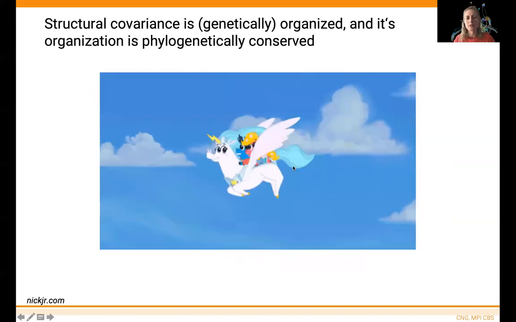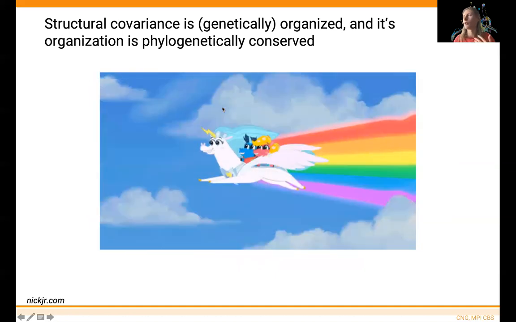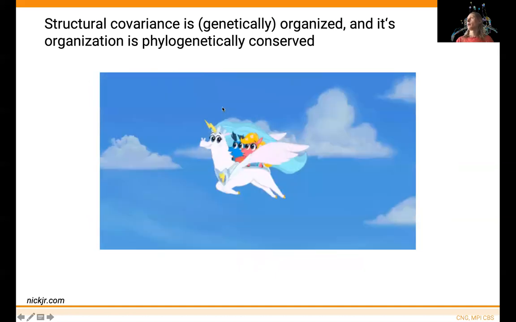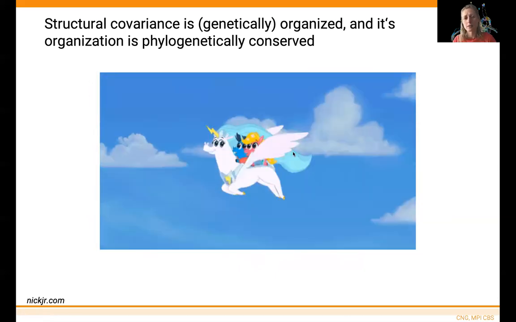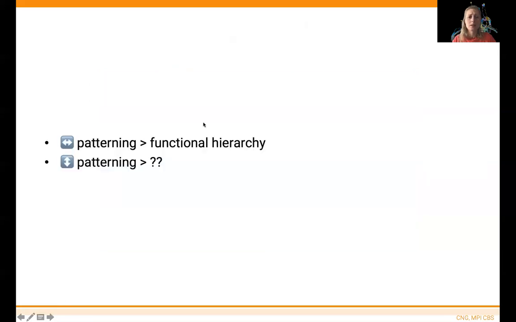So using the gradient methods, we were able to move a little bit forward and understand what is the genetic basis of covariance and why it is spatially organized in the way it is.